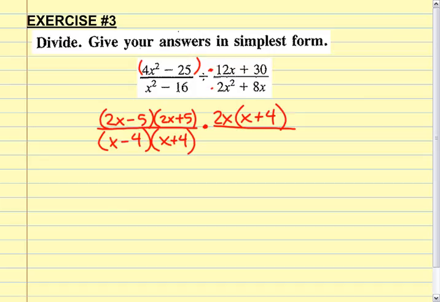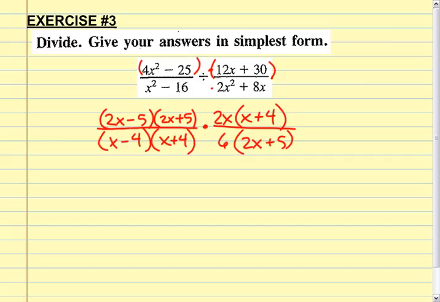I can pull out a 2x? Does this one have an x? Oh, I was looking at the bottom. I'm sorry, no. I'm looking at this one here. Not just 2. 6. All right. So I'm going to pull out a 6, and that gives me 2x plus 5. Okay. Now I think I'm ready to cancel.